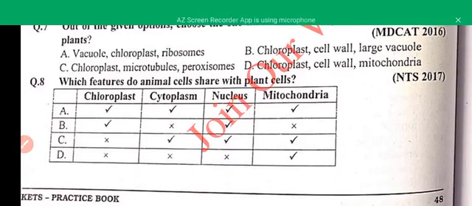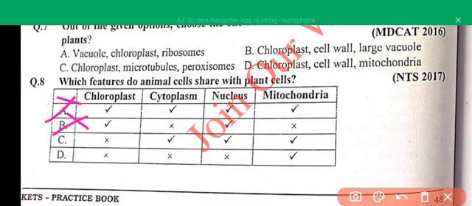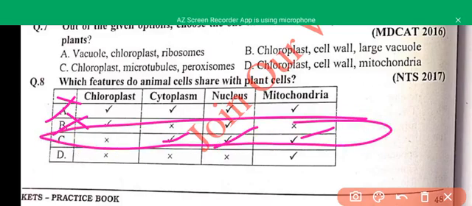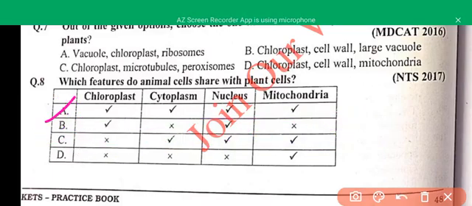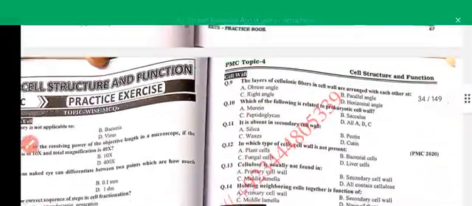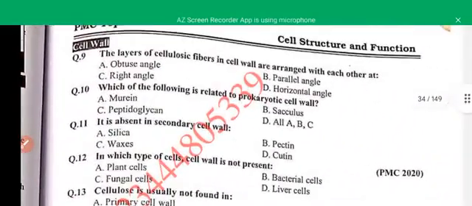Then, which features do animal cells share with plants? We have to follow the common characteristics. Chlorophyll is not shared, so not A and not B. Chloroplast is not shared, but cytoplasm is shared, nucleus is shared, mitochondria is shared. The C option is the best. It is a very easy MCQ.